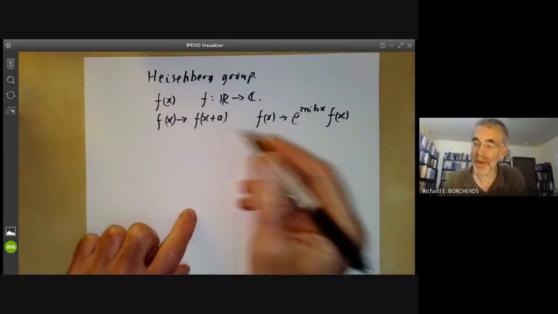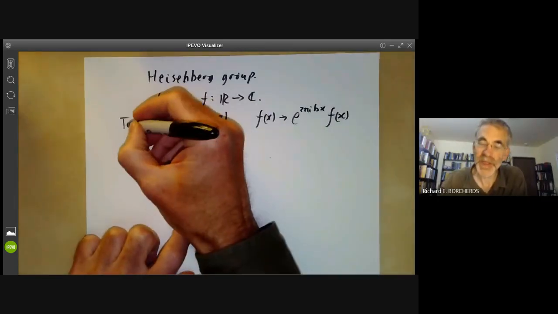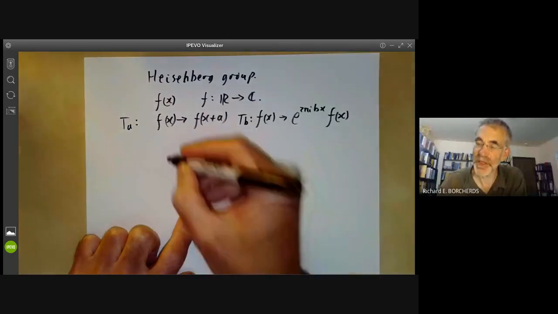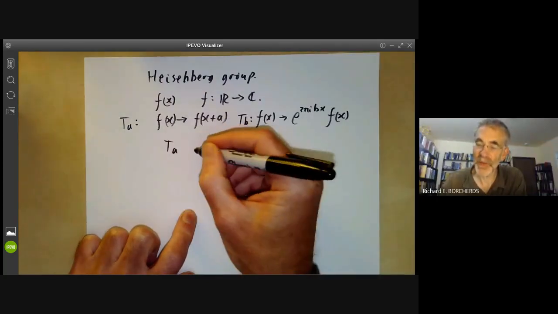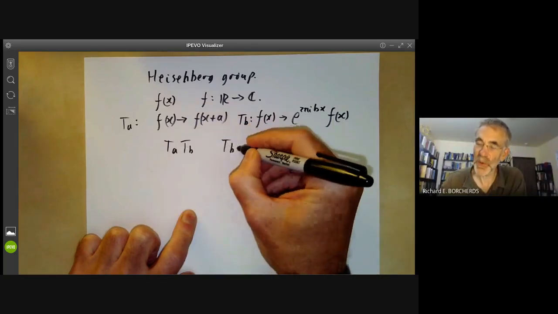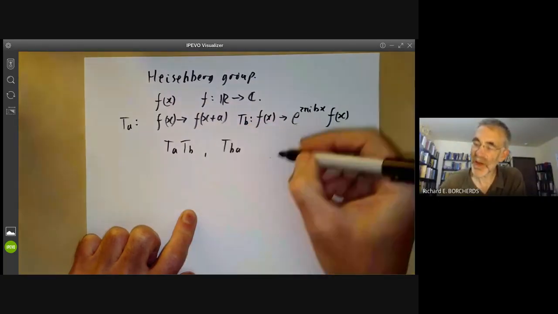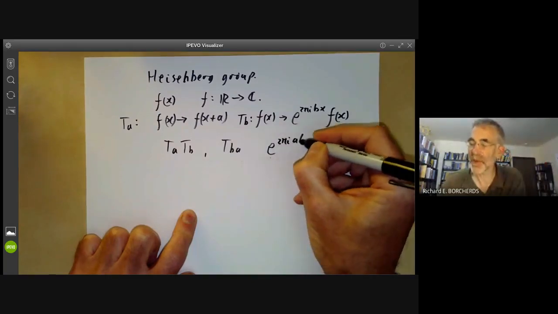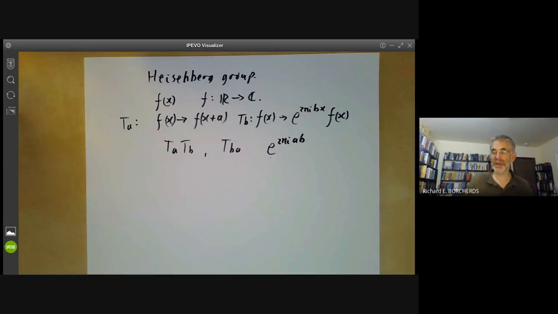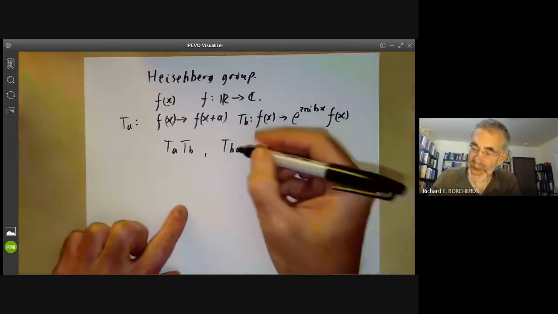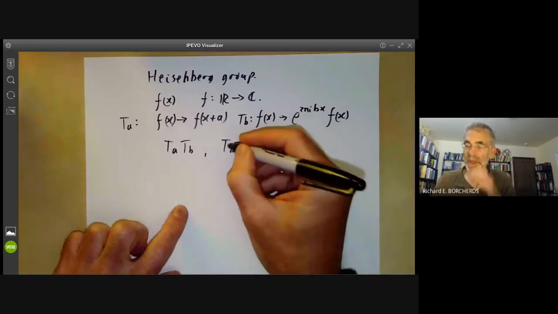I can't quite remember. So if we call this transformation T_a, and this transformation T_b, we see that T_a and T_b don't quite commute. We can do them in one order, or we can do them in the other order, and these differ by a factor of e to the 2 pi i ab, which is just multiplication by a complex number of absolute value 1. That should be T_b times T_a.